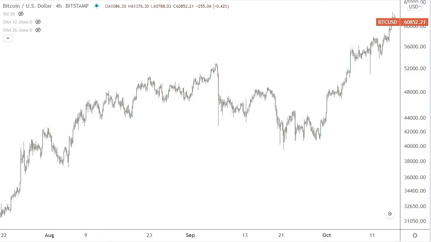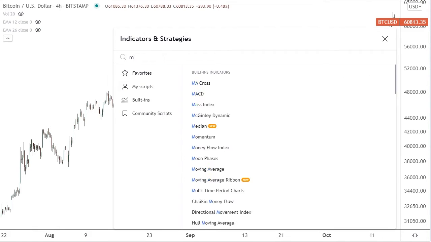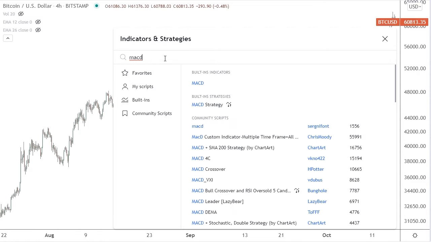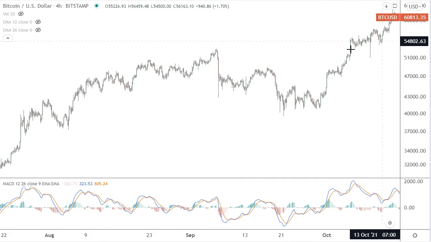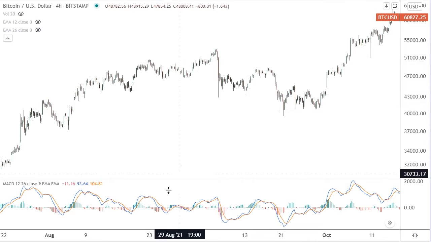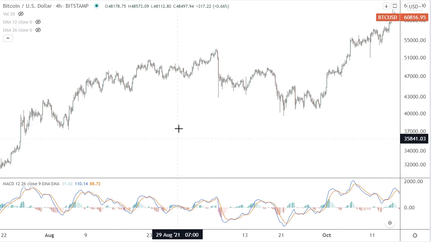The MACD stands for Moving Average Convergence Divergence, and when you go to add the MACD indicator to your charts, you can just type in MACD and it will apply a window to the bottom of your chart that looks something like this. Now we're going to go through what each of these lines represent and the histogram, and how to read the various trends and signals from this.